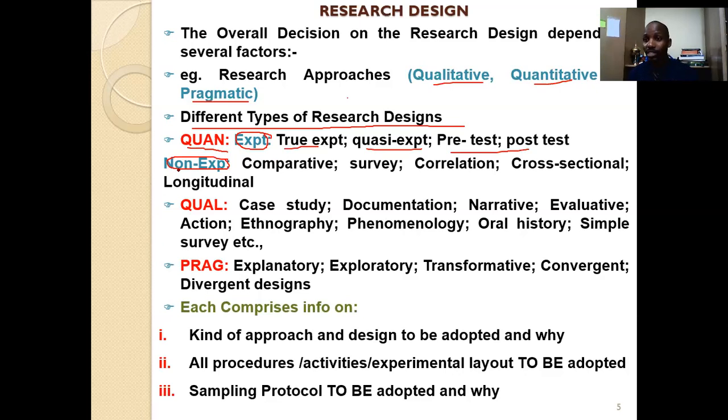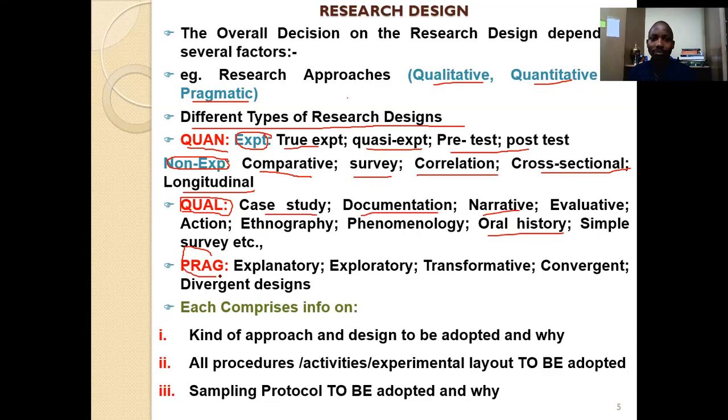Under the non-experimental design, which uses some numerical values and some hypotheses to verify the causal relationship between variables, we have the so-called comparative study design, survey design, correlation design, cross-sectional design, longitudinal design, and others. On the other side, under the so-called qualitative, we have the case study design, documentation design, narrative design, evaluative design, action research design, ethnography design, phenomenology design, oral historical design, simple survey design, and others.